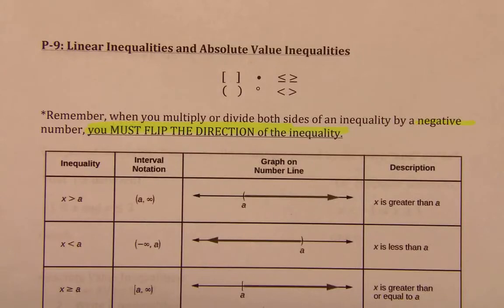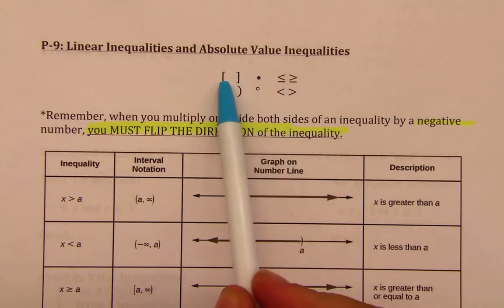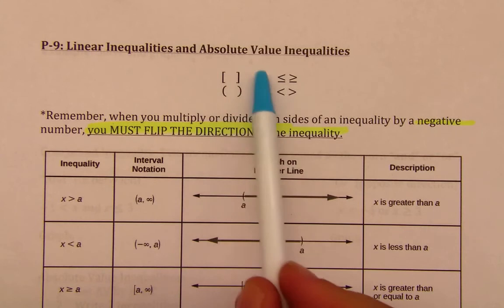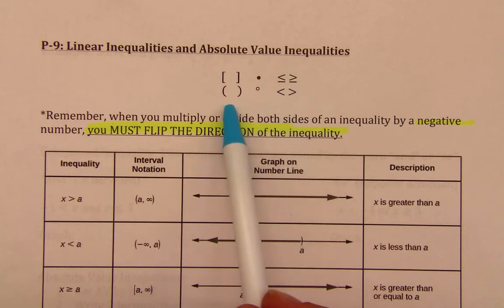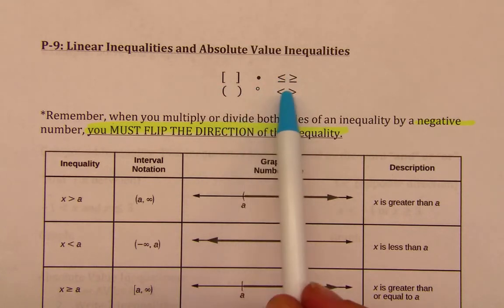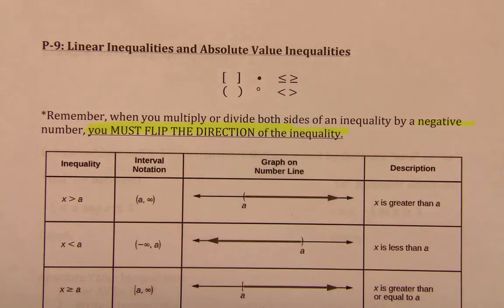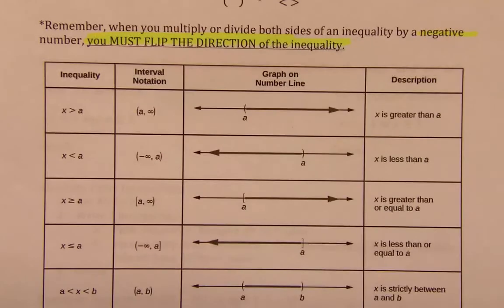Okay, so this is Chapter P, Section 9, and we're talking about linear inequalities and absolute value inequalities. Now, because different textbooks use different notation, I just want to clarify some of these symbols here. The brackets and the closed dot mean the same thing as greater than or equal to and less than or equal to. And parentheses and an open dot mean the same thing as not equal to, so strictly greater than or strictly less than. And this chart down here gives us a lot of good information.